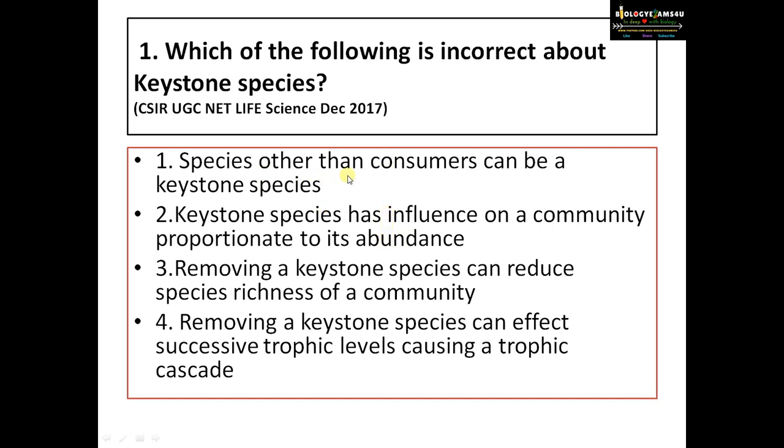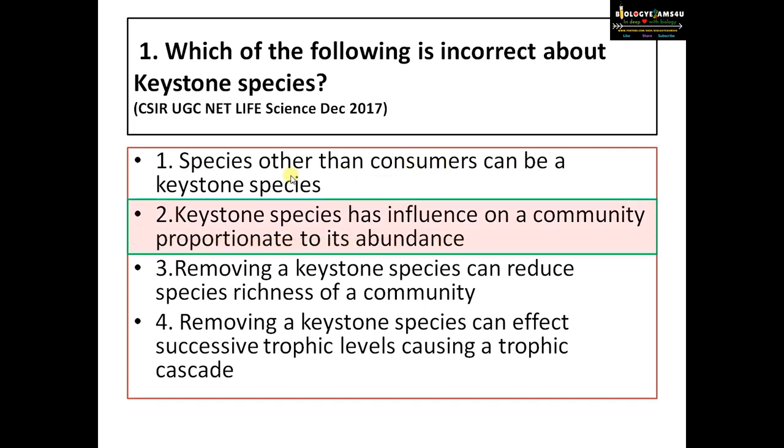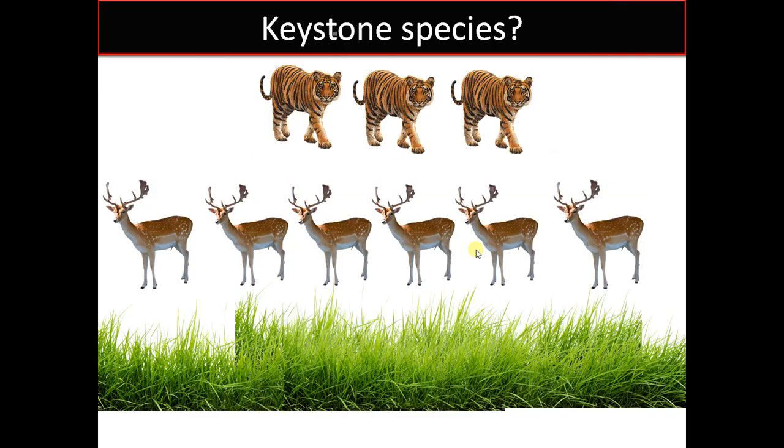Here, species other than consumers can be a keystone species. It's a possibility. In a rainforest, for example, ficus or fig tree is a keystone species. It is a producer. So the right option is, keystone species has influence on a community proportionate to its abundance. I'll be giving you a brief explanation about keystone species.